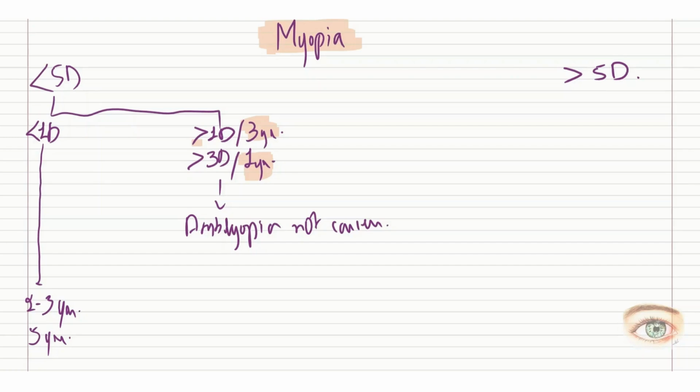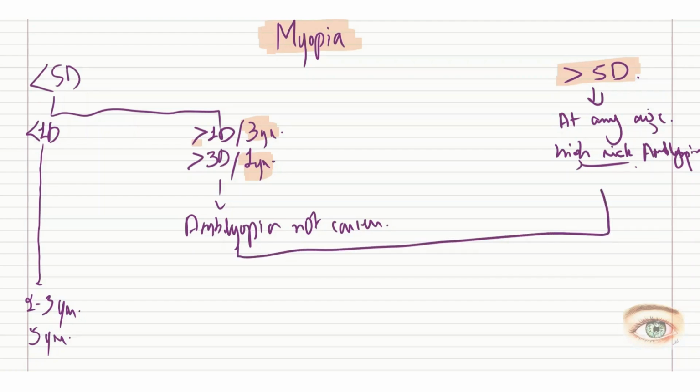Now, what if the myopia is greater than 5 diopter? We will correct this refractive error at any age. Regardless of age, we are going to correct this refractive error because there are so many chances of developing amblyopia, right? So there is a high risk for amblyopia, right?